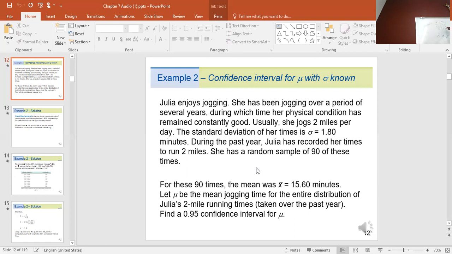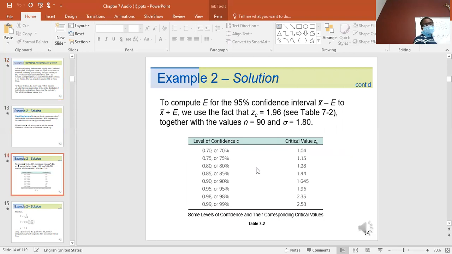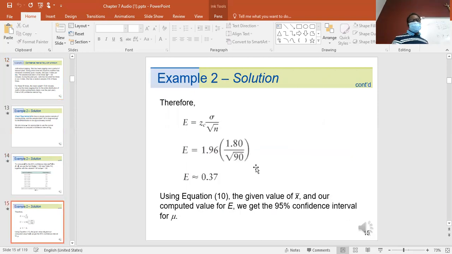For 95%, z alpha over 2 is 1.96. E is z alpha over 2 times sigma over square root of n, which is 1.96 times 1.8 divided by square root of 90. So this is the margin of error of Julia's running time, which is 0.37 if you use a calculator. So the confidence interval for Julia's running time will be 15.6 minus 0.37 less than or equal to mu, less than or equal to 15.6 plus 0.37.